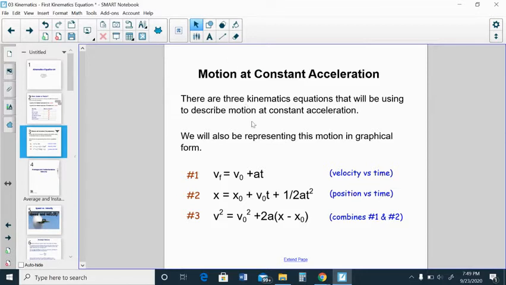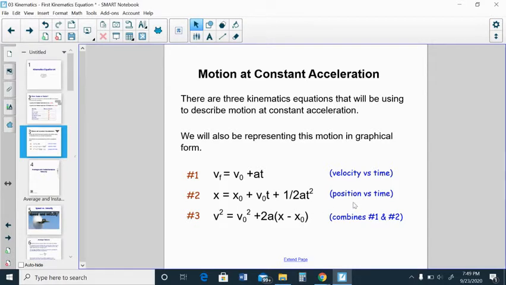So what we're going to learn today is the first of the 3 kinematics equations we'll be using throughout this unit to help describe motion at constant acceleration. So the first equation is going to relate velocity versus time. That's the one we'll be talking about today. The other 2, which we won't see yet, will be in future lessons.